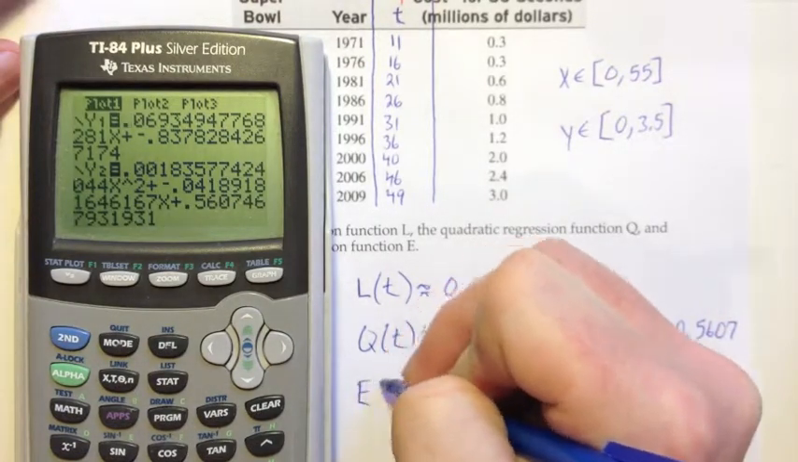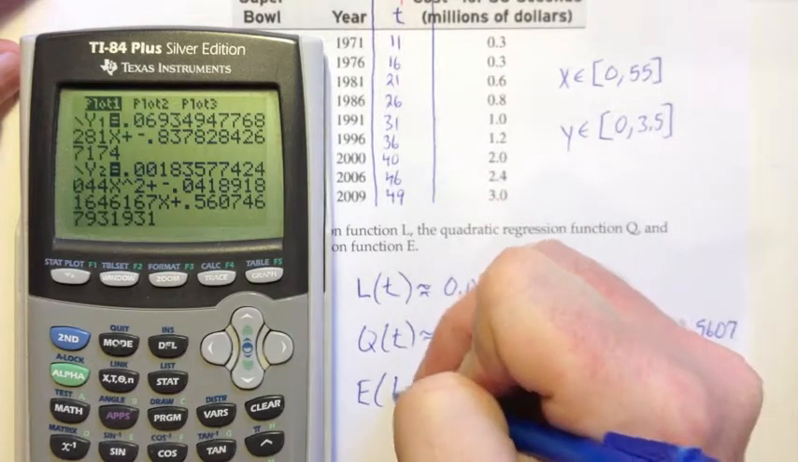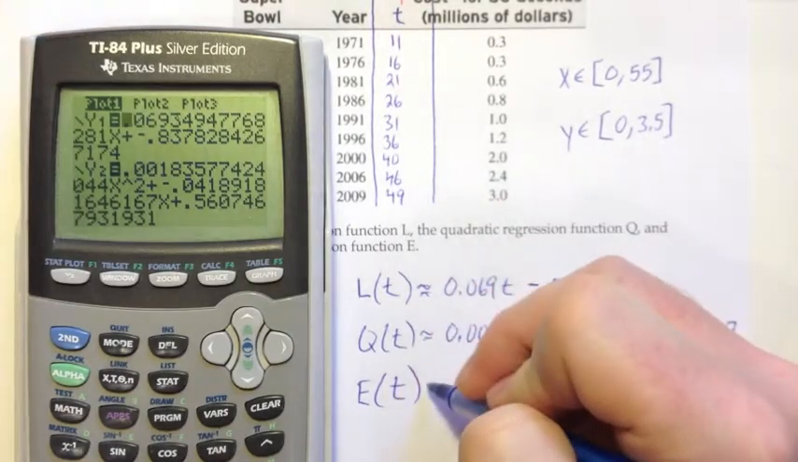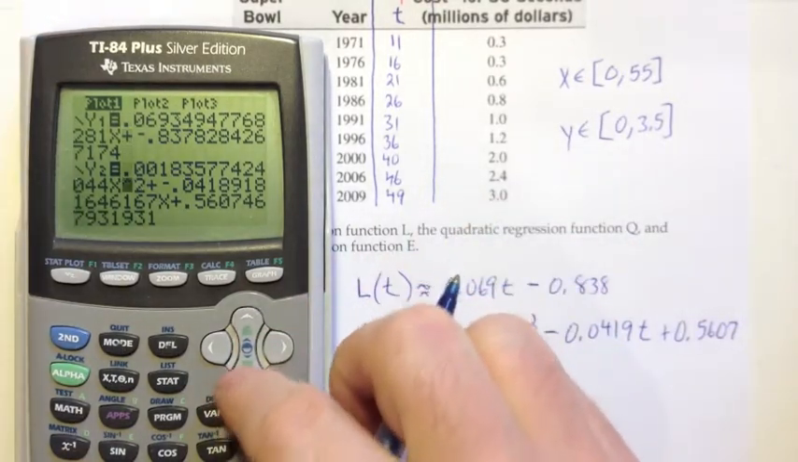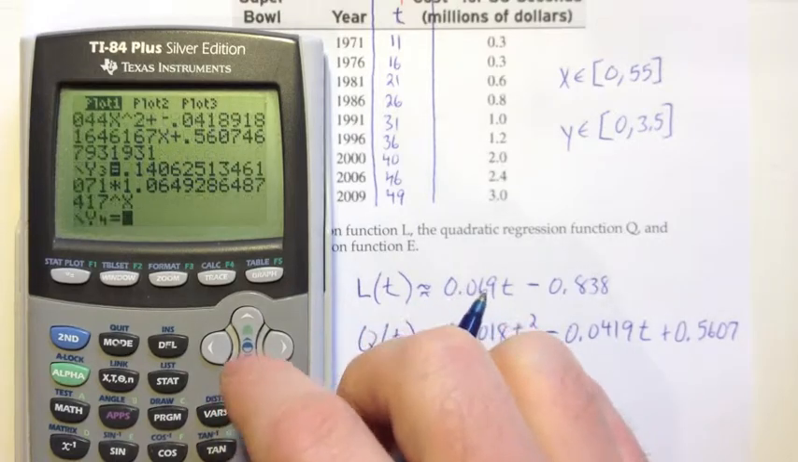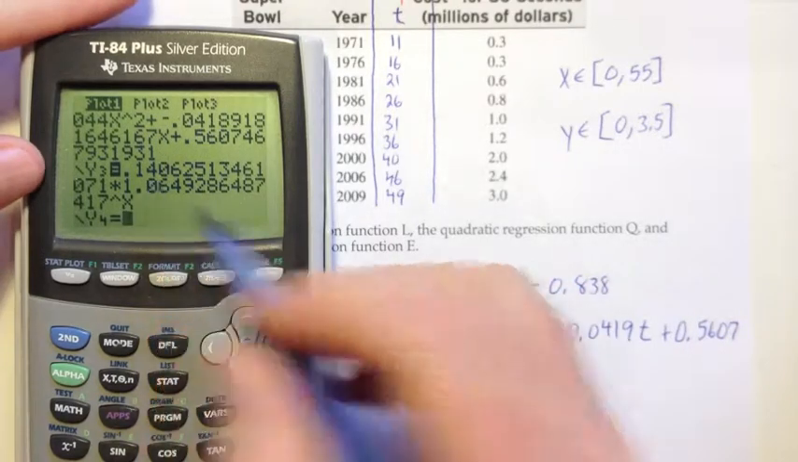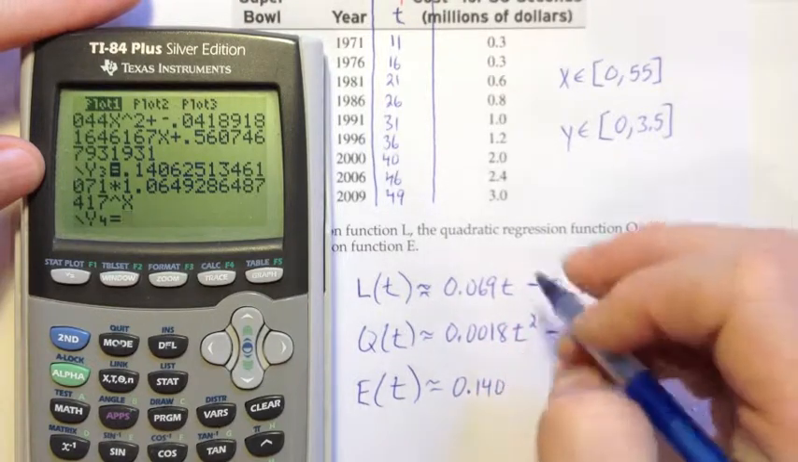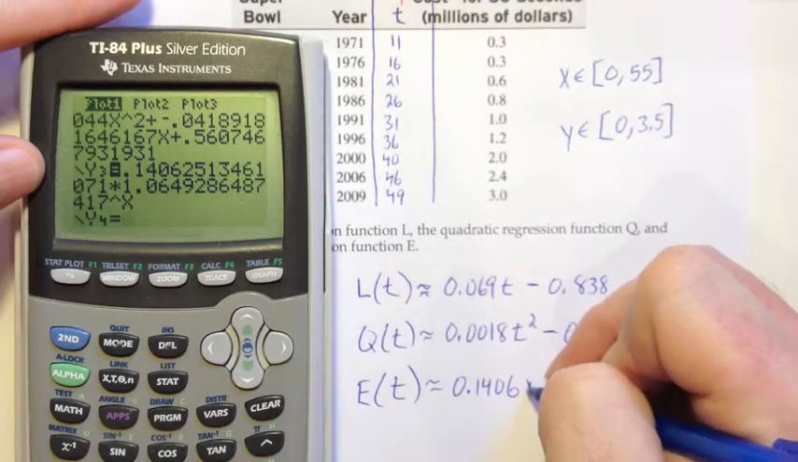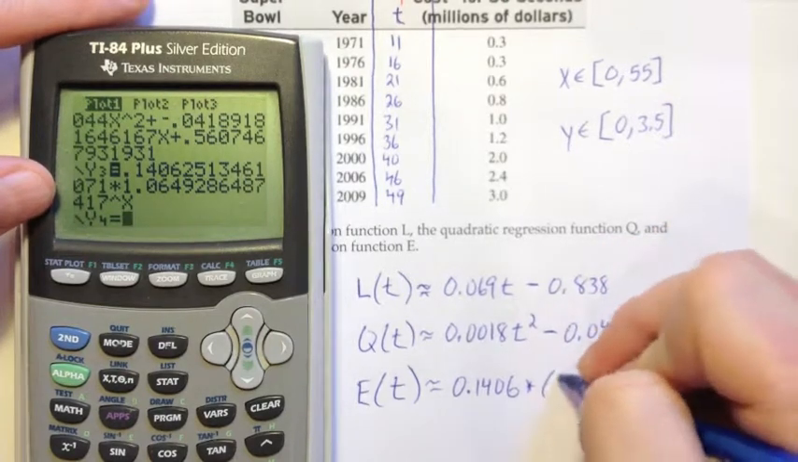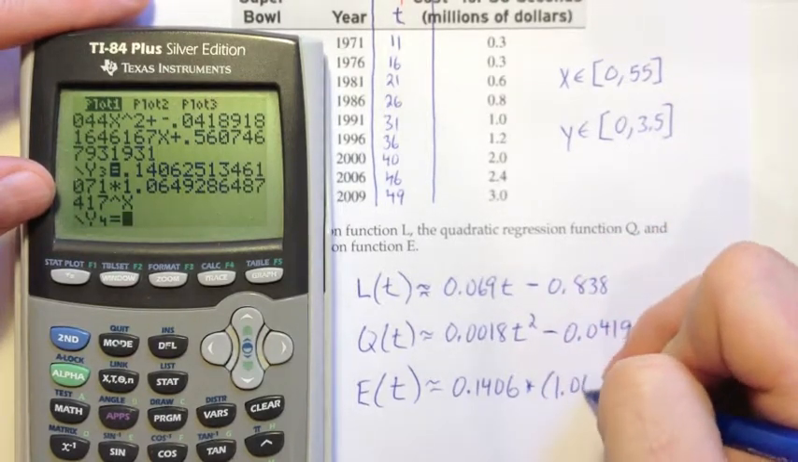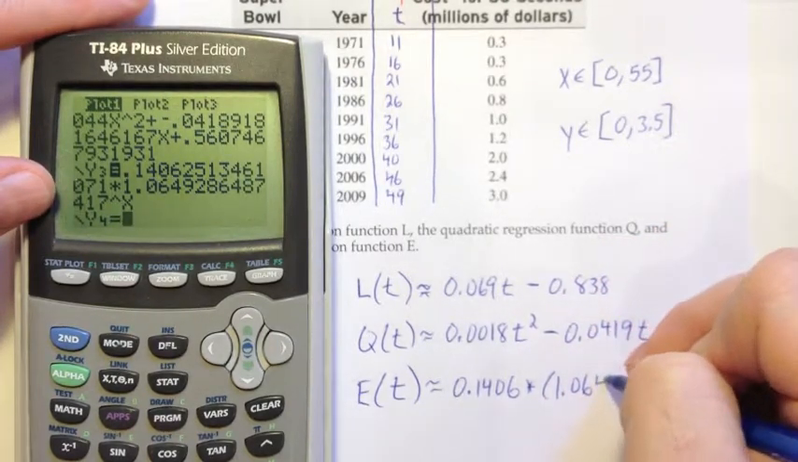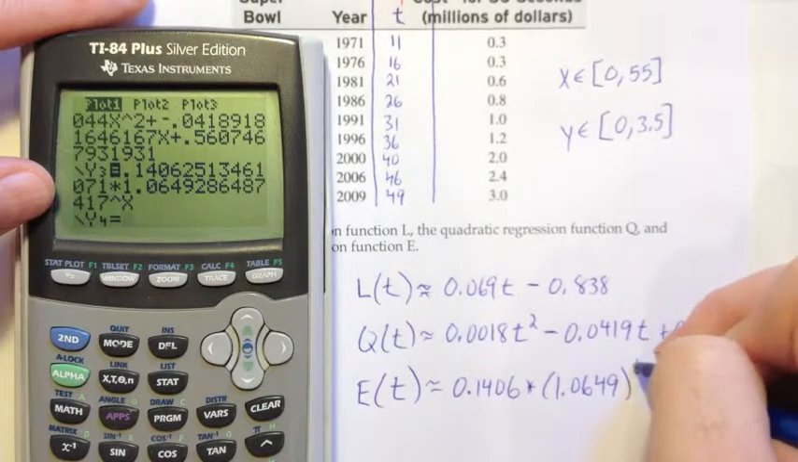And then finally the exponential function, which I expect is going to be the best one. What would that be like? So let's scroll down and see that one. So the number out front would be 0.1406, and then that would be times the base, which is 1.0649 raised to the t.